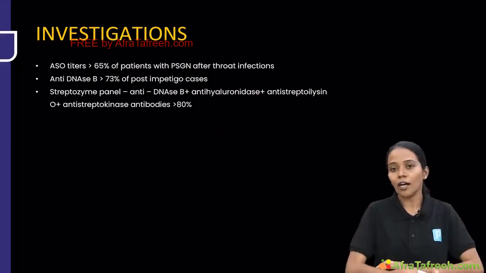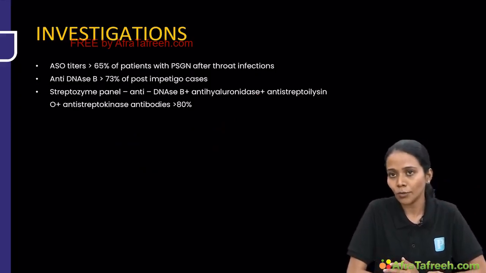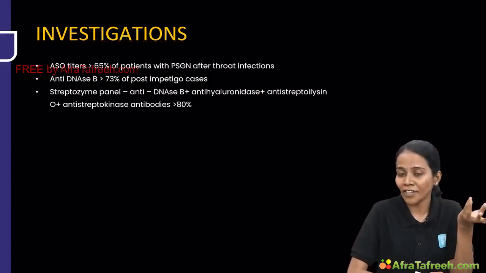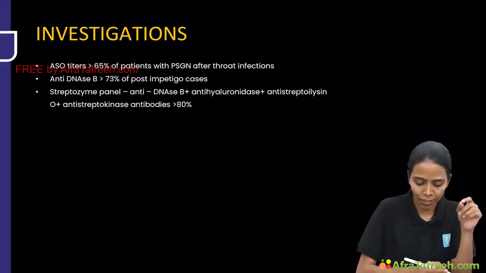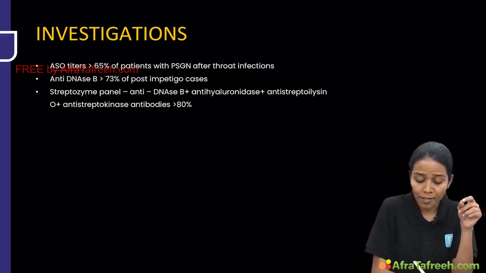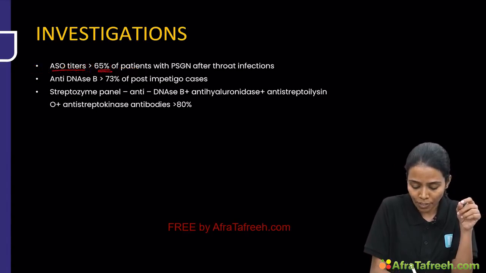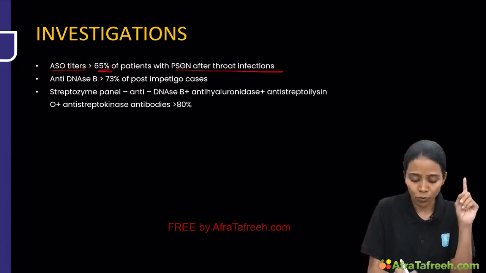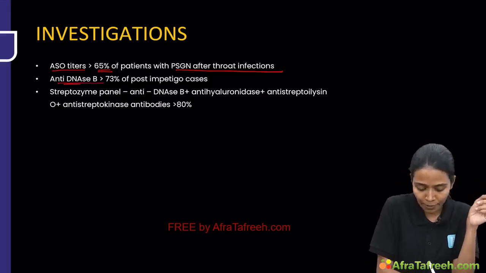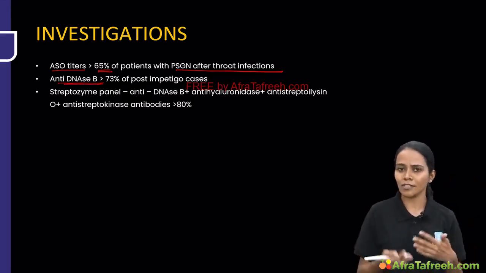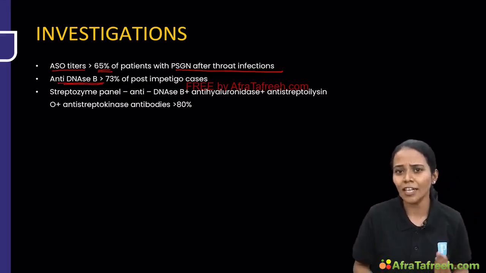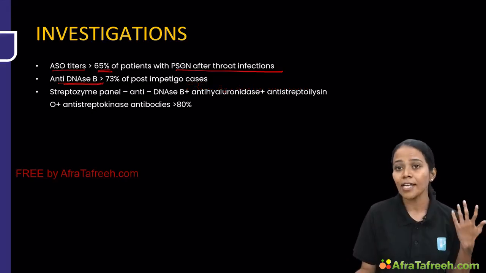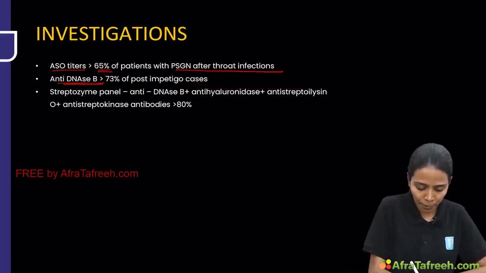Now, other infections, other testing you can do is to prove what has infected the patient. If you do ASO titer, that is anti-streptococcal titers, more than 65% of patients will have this after throat infection. If you want for impetigo, then you have to do anti-DNase B. So this has been asked as a question since our MD NEET time, right?